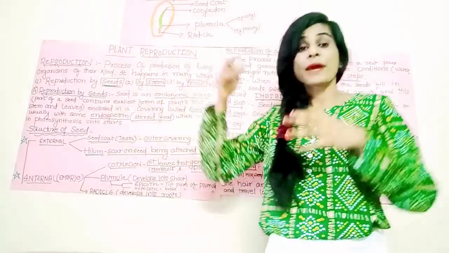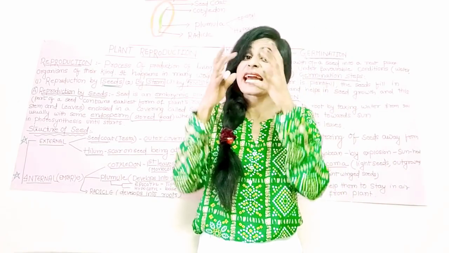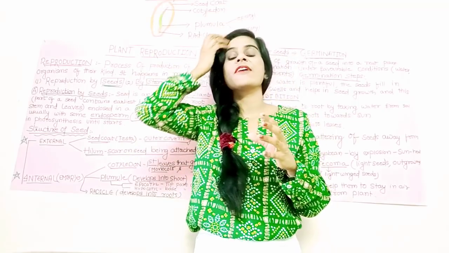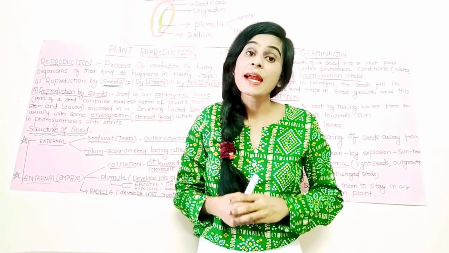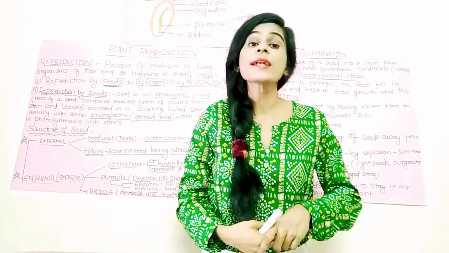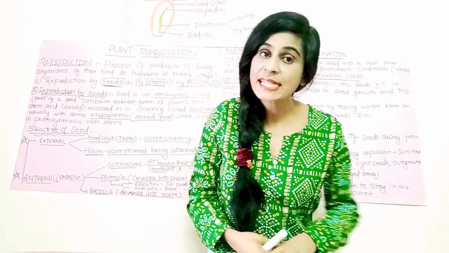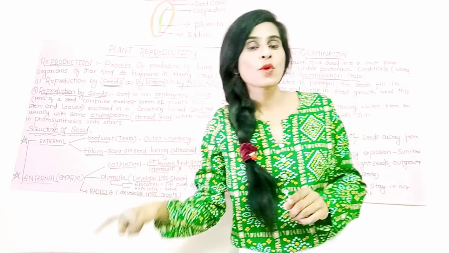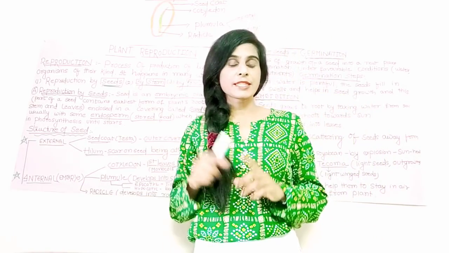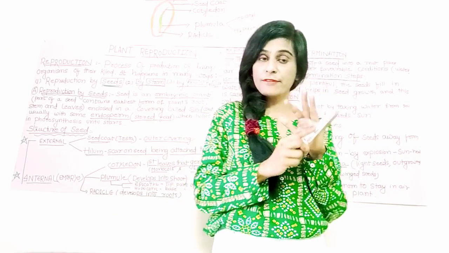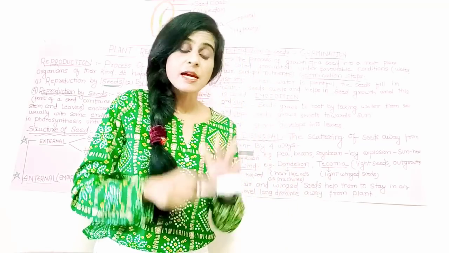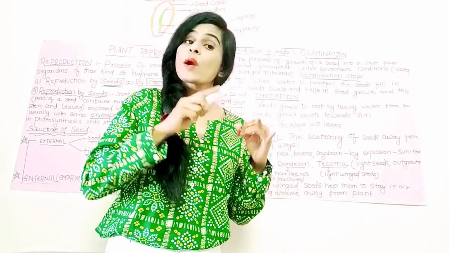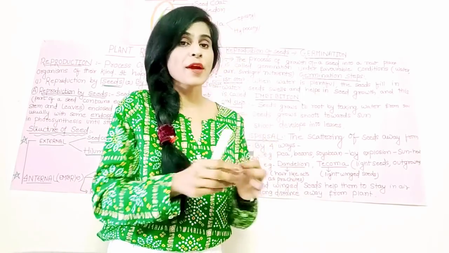And where is the seed present? The seed is enclosed by an outer covering, and that outer covering is called the seed coat or testa. T-E-S-T-A. The outer covering of the seed is called the seed coat. The first thing you have to remember is how plants reproduce: plants reproduce by seed. What is a seed? A seed is an embryonic plant.